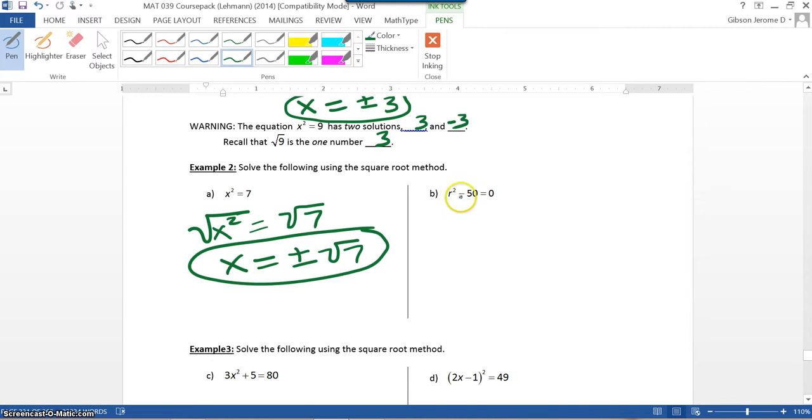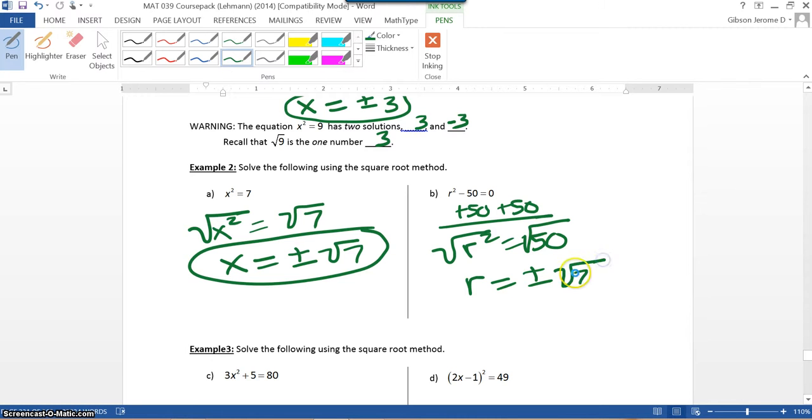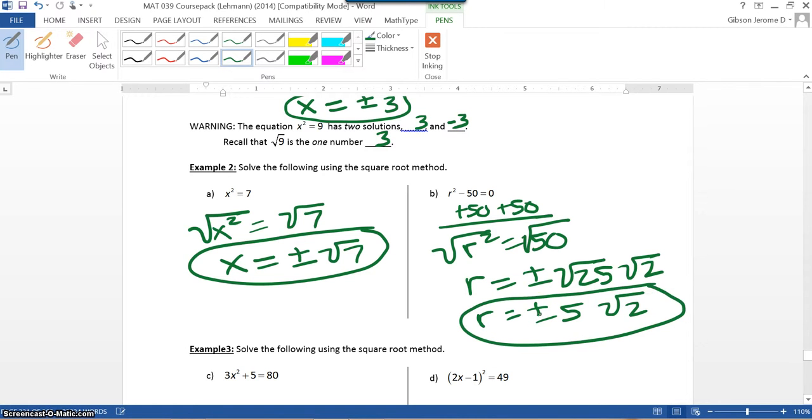Now we come to B. We would have to add 50 on both sides, and we would have r squared equals 50. Now we would take the square root of both sides, and we would have r is equal to plus or minus. Now we know the square root of 50 has perfect squares in it. So it'll be the square root of 25 and the square root of 2. Now we know the square root of 25 is 5, so our final answer would be r is equal to positive or negative 5 square root 2.